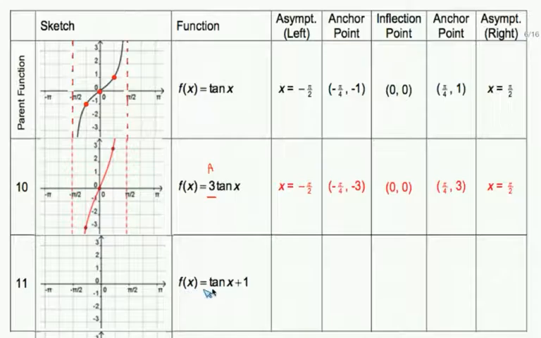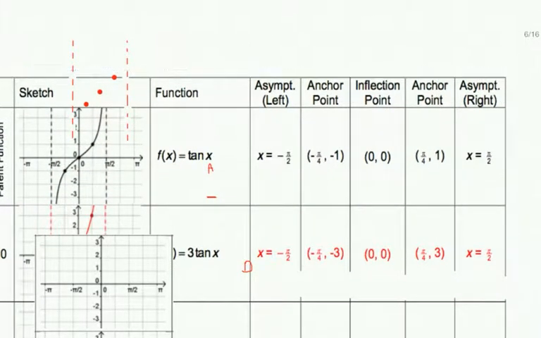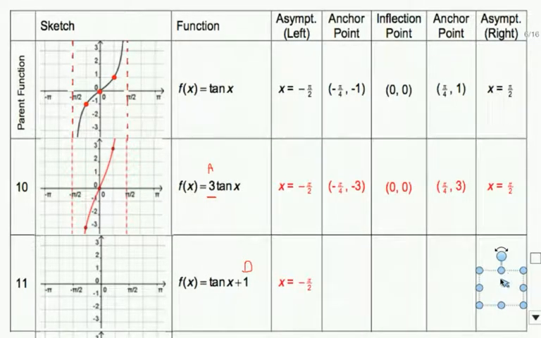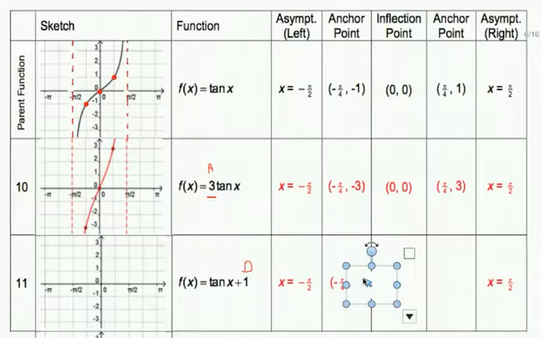All right, now let's look at number 11. With this type of transformation, this is your d value. And by now, hopefully everybody knows that the d value shifts your graph up or down. And again, this is only going to affect the y values. There we go. So the asymptotes are going to stay exactly the same. The x values of these key points are going to be the same. The y value is going to increase by 1.